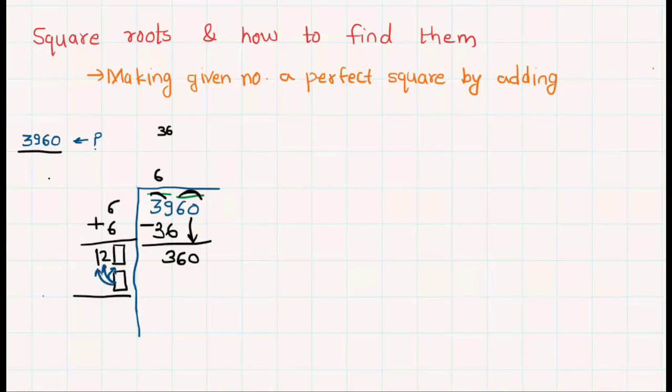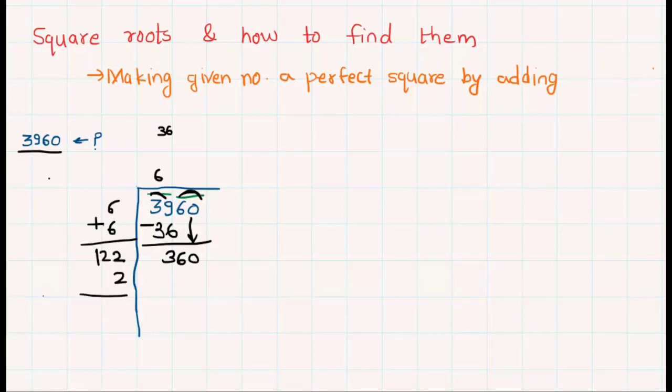And what should be the answer? The answer should be either less than this or equal to this. Let's see. We find it by trial and error method. So, let's see, if I take 1, I get 121. Yes, it's less, but let's see if we can find a greater digit.